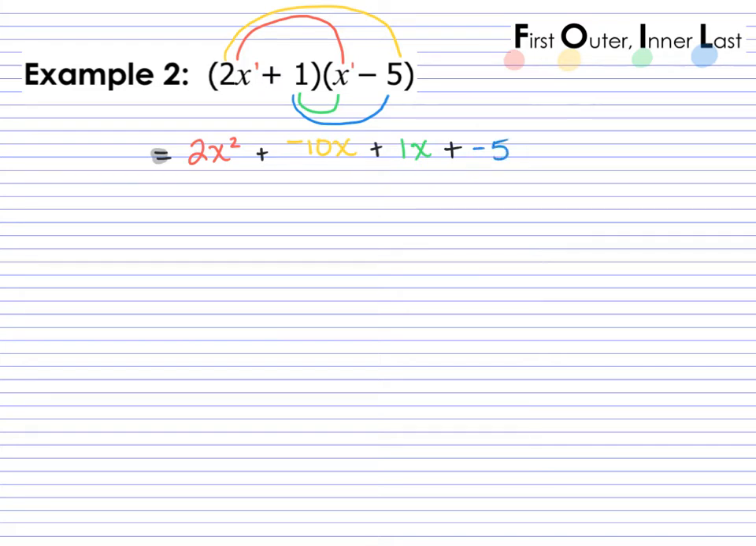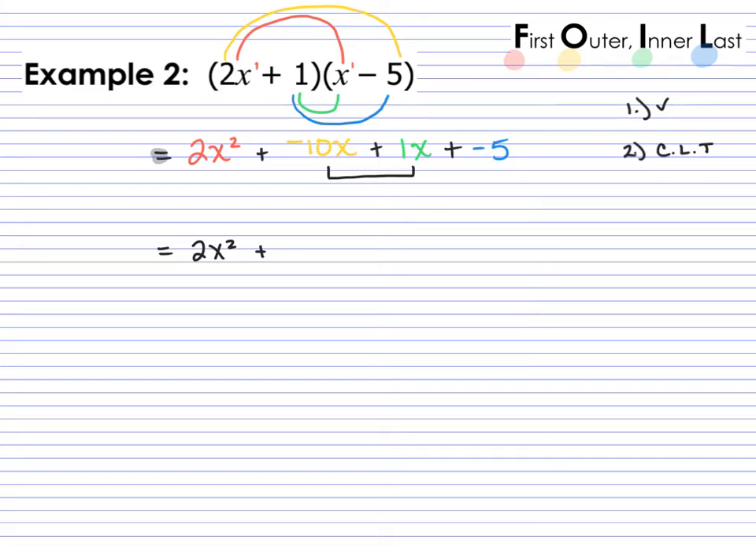All right, so now I FOILed. I did step 1. Now I have to do step 2, which was to combine like terms. So the two terms that are the same are the negative 10x and the 1x. So I'm going to rewrite this. The 2x squared comes down, that stays, plus negative 10x plus 1x.